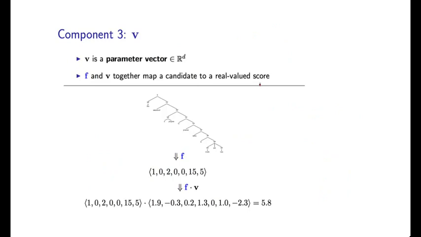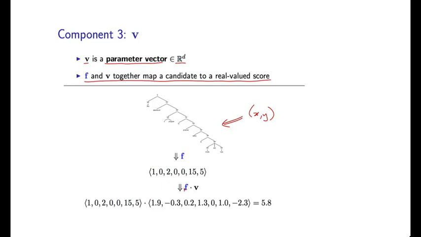The final component of global linear models is the parameter vector, and this is what is going to be actually learned from the training examples. So I'll use little v to refer to a parameter vector, which is also in d dimensions. Remember that the feature vector has d features. And we'll use f and v together to map a candidate structure to a real valued score. So if we take some (x, y) pair, in this case a sentence paired with a parse tree, we can first map that structure to a feature vector through this function f.